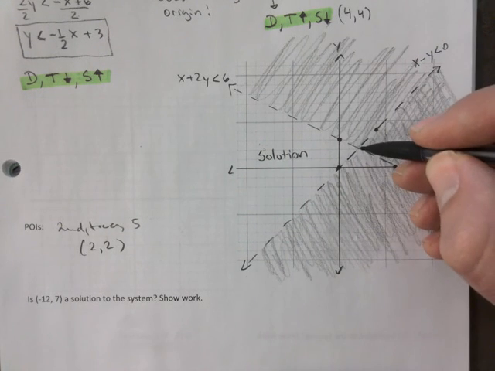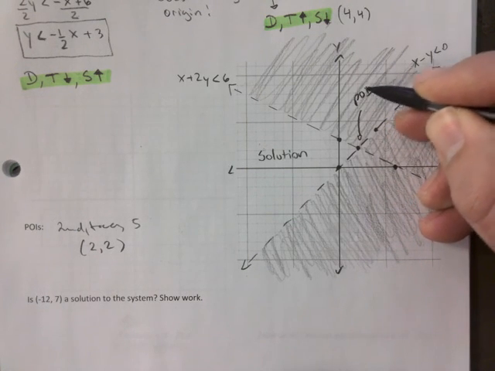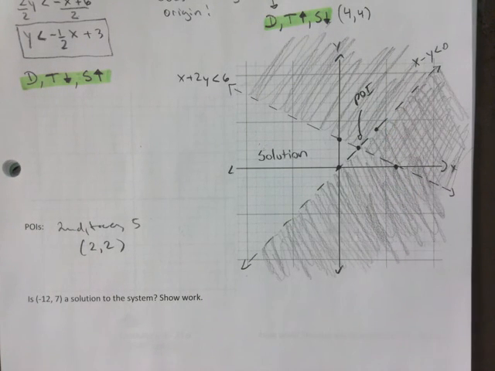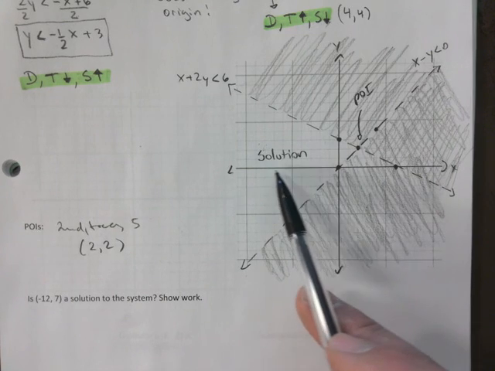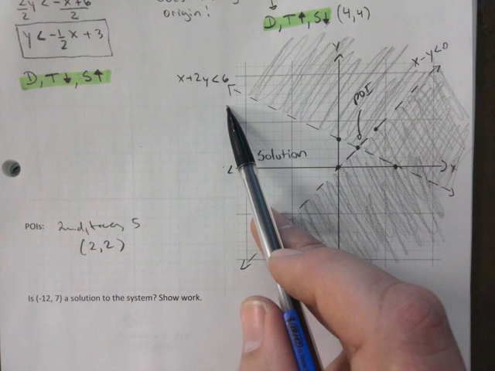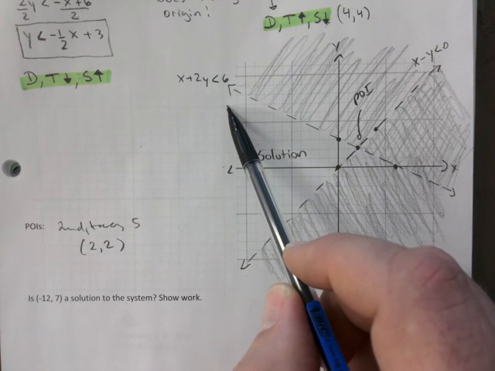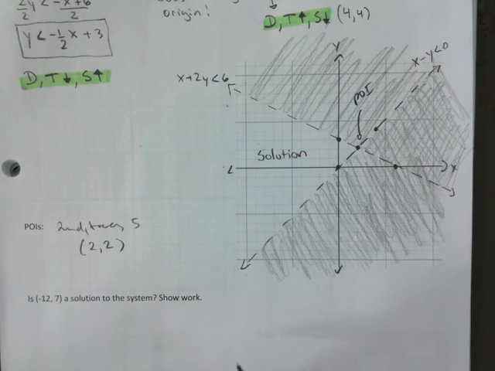So we'll just make sure that this is right, POI. Just label it like that. That's good enough. So that's 2, 2. So now my question is, is negative 12, 7 a solution? Negative 12 would be somewhere over here. 7, would that be a solution to the system? And it looks as though it is, right? But we're going to check for sure.